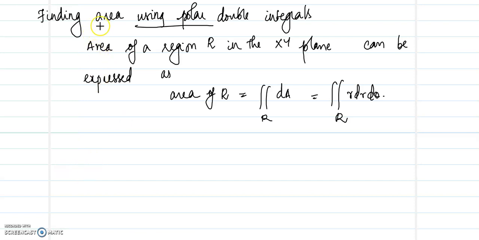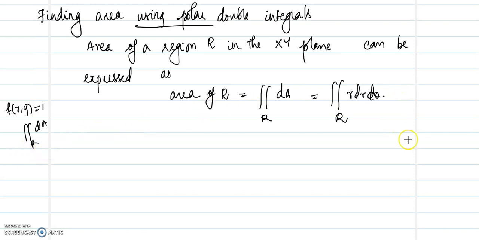Now let us look at how to find the area using polar double integrals. When you are given a region R in the xy plane, we have defined area as a double integral. Area is given by f of x y equal to 1. Then when you take the double integral over R dA, that denotes the area of the region R in the xy plane.